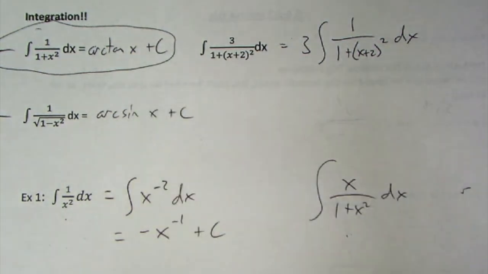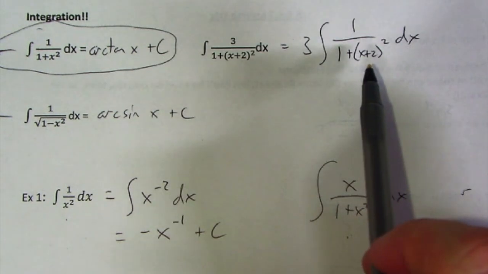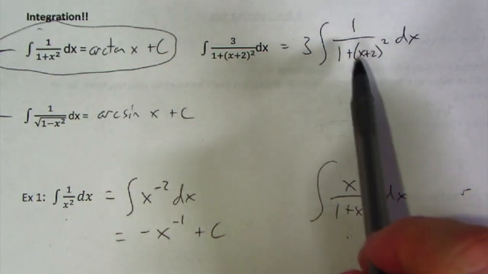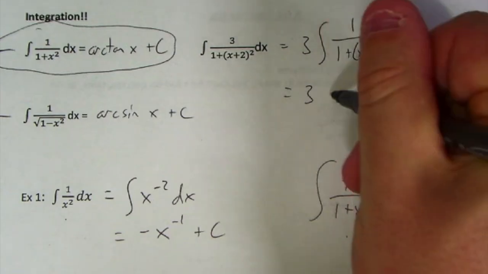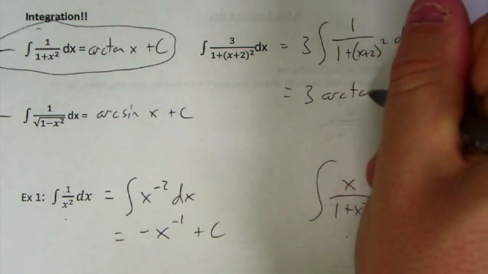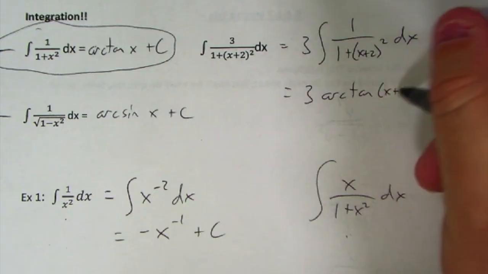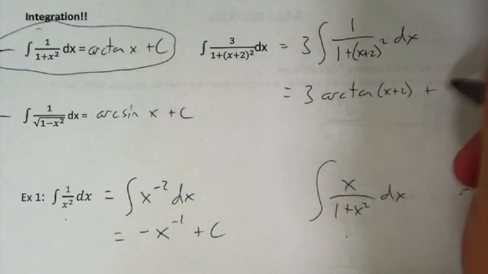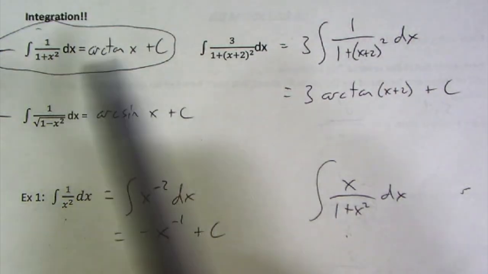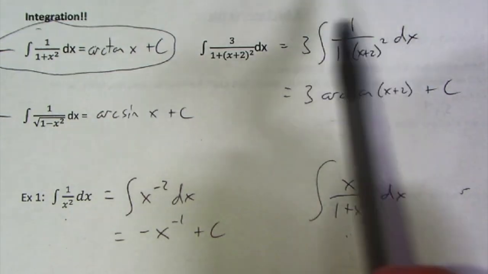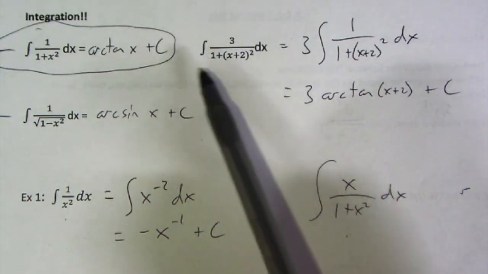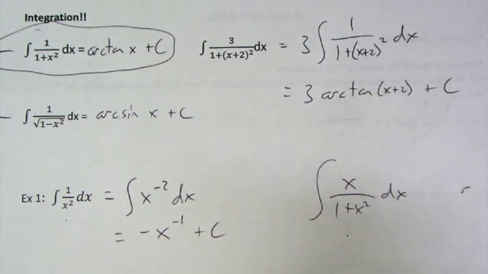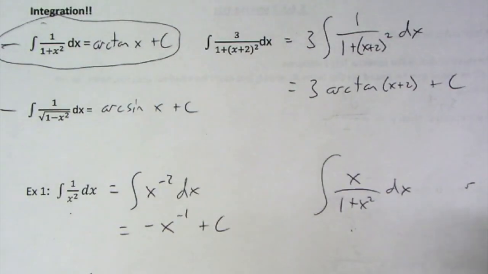So for this one, instead of just being arctan of x, it's going to be arctan of x plus 2. So this would be 3, and then this is going to be arctan of x plus 2 plus c. So we're still using that formula. This is almost the hardest that I can make these problems right here. Like I said, in Calc 2, these can get a lot nastier, but not for us. We really just have to recognize the form.